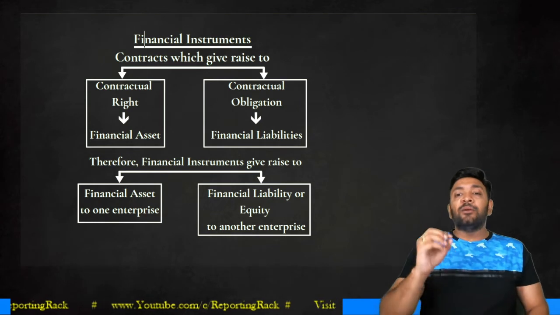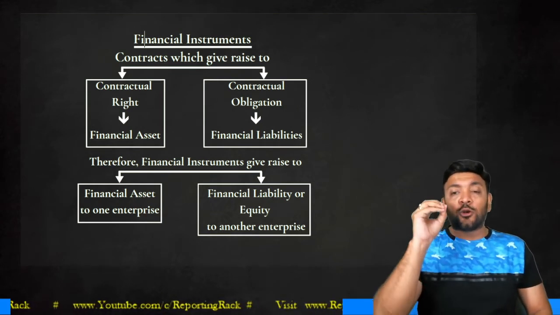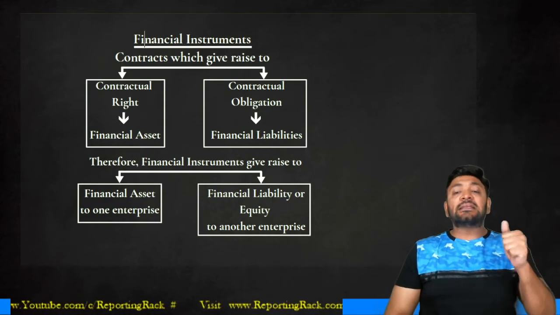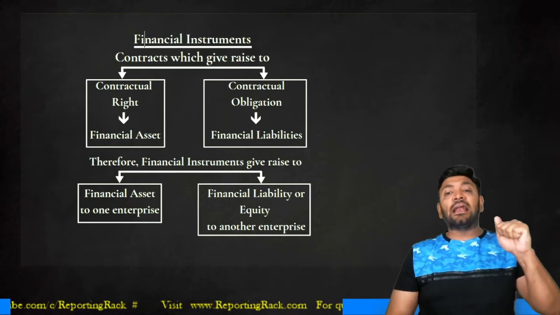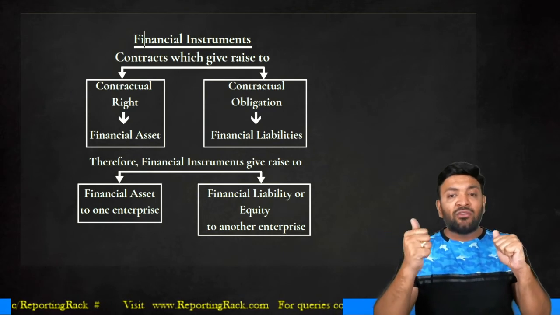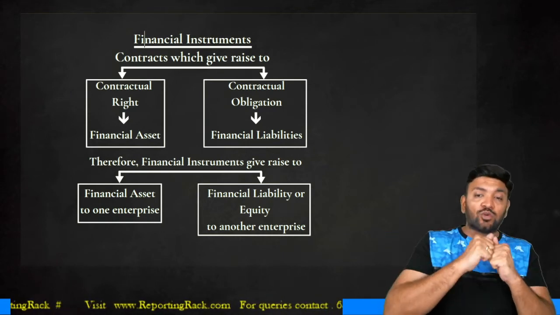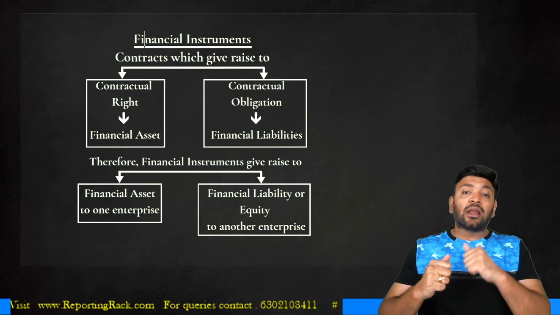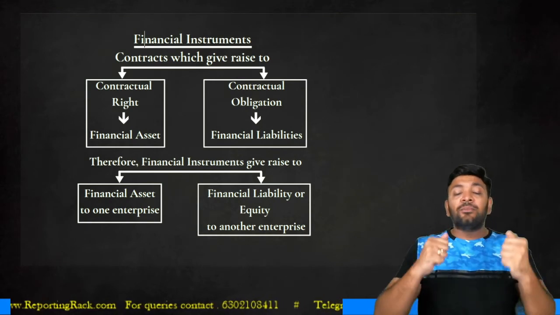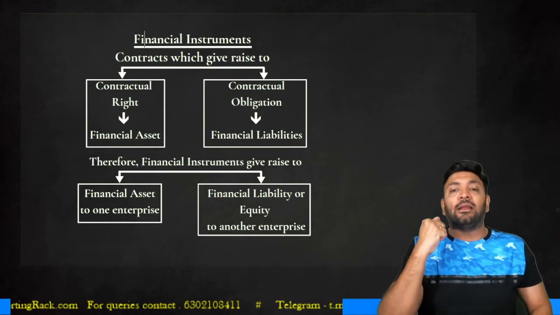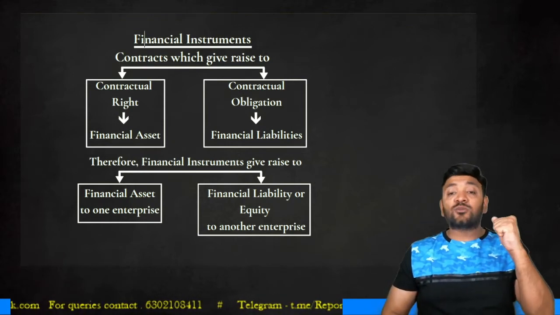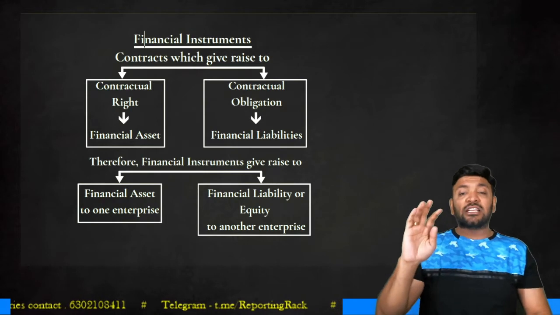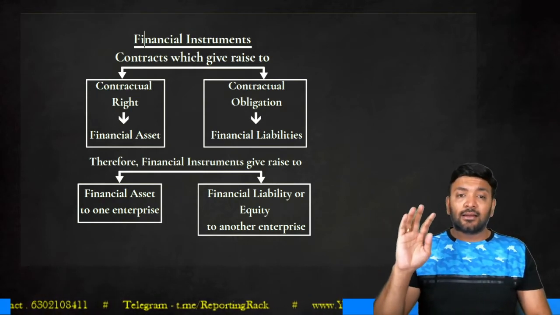Let me take an example. X sold goods to Y at 1000 rupees consideration. The sale transaction is complete. Now what is left out? X, since it has made the sale, has a right to collect 1000 rupees from Y. Think from Y's perspective. Y has an obligation to pay 1000 rupees to X. So therefore, such a contract of sale of goods has given rise to a contractual right to collect cash to X and a contractual obligation to deliver cash to Y. These contractual rights are called financial assets, and the contractual obligations are called financial liabilities. Clear?